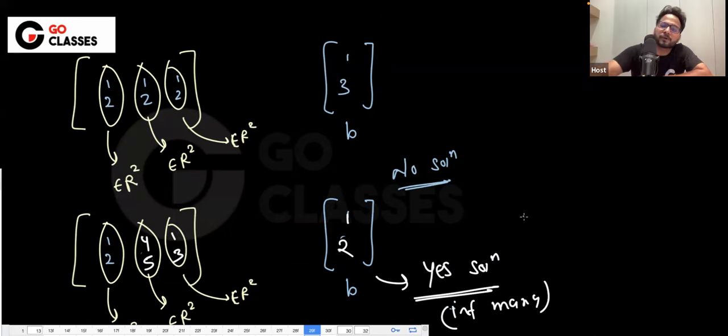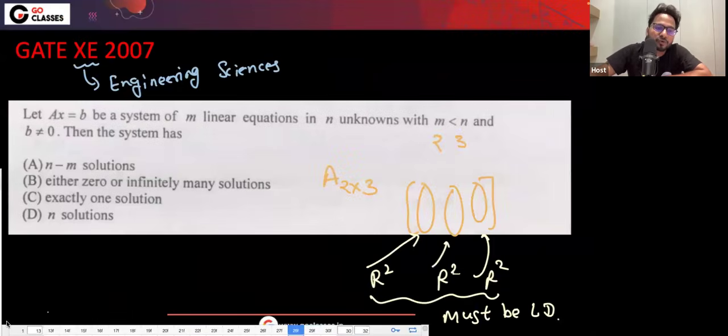Okay. So that's why you can say either no solution if B is not in the column space, or in other words, if B is basically not a linear combination of these vectors, then there is no solution. But if B is a linear combination of these columns, in that case there cannot be a unique solution. There will be infinitely many. So either no solution or infinitely many solutions. So B is the correct answer here.